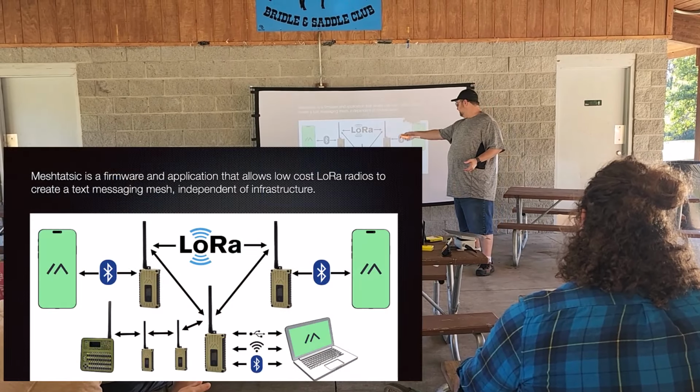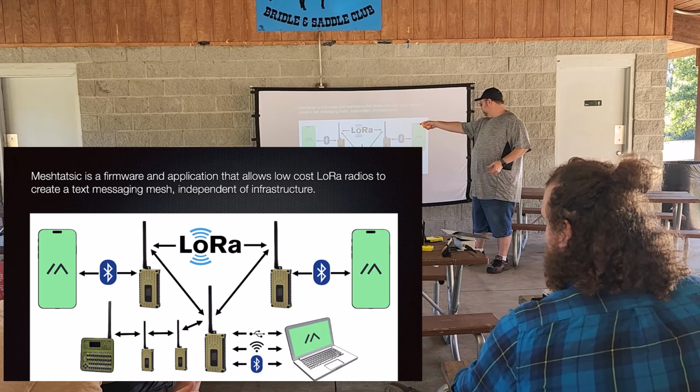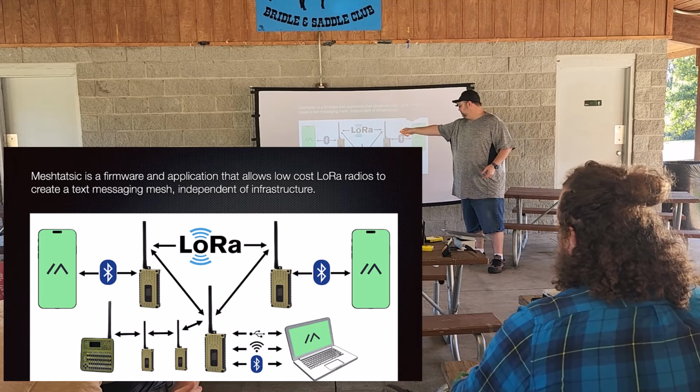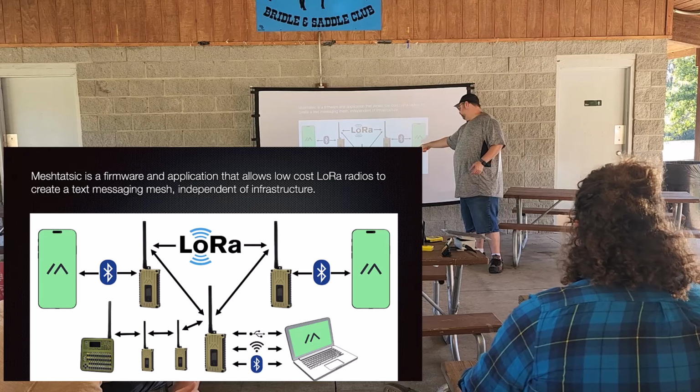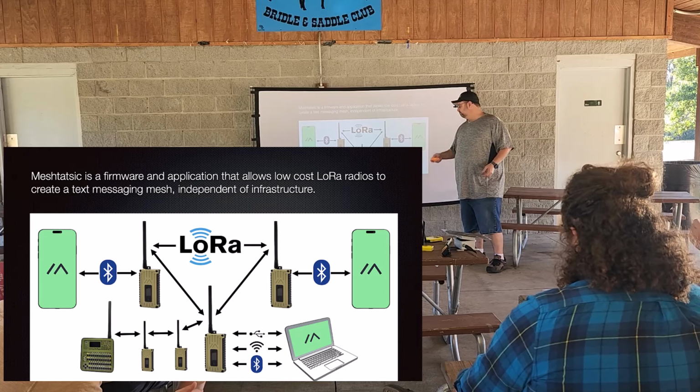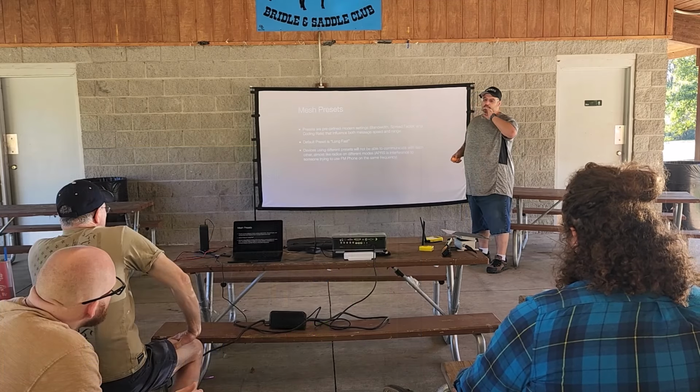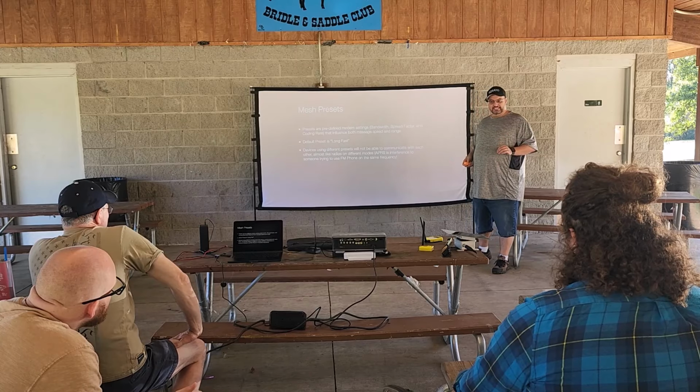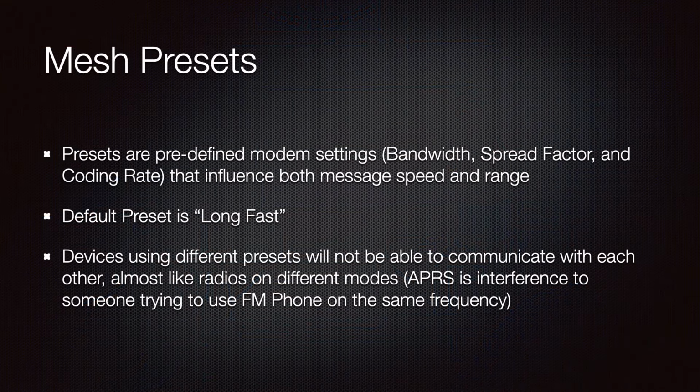So, but anyways, this is great because it shows that the message is going through the LoRa network and you're just using Bluetooth to get in and out of it, or USB or Wi-Fi to a laptop. So with Meshtastic, there are mesh presets. These are specific sets of message timing and frequency settings in the radio.